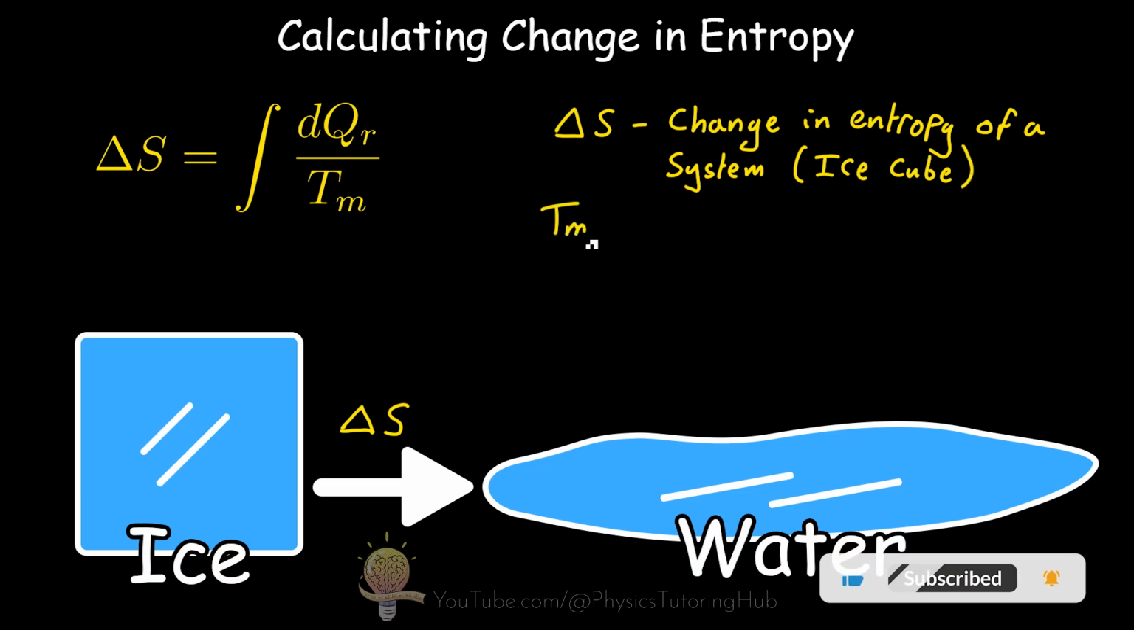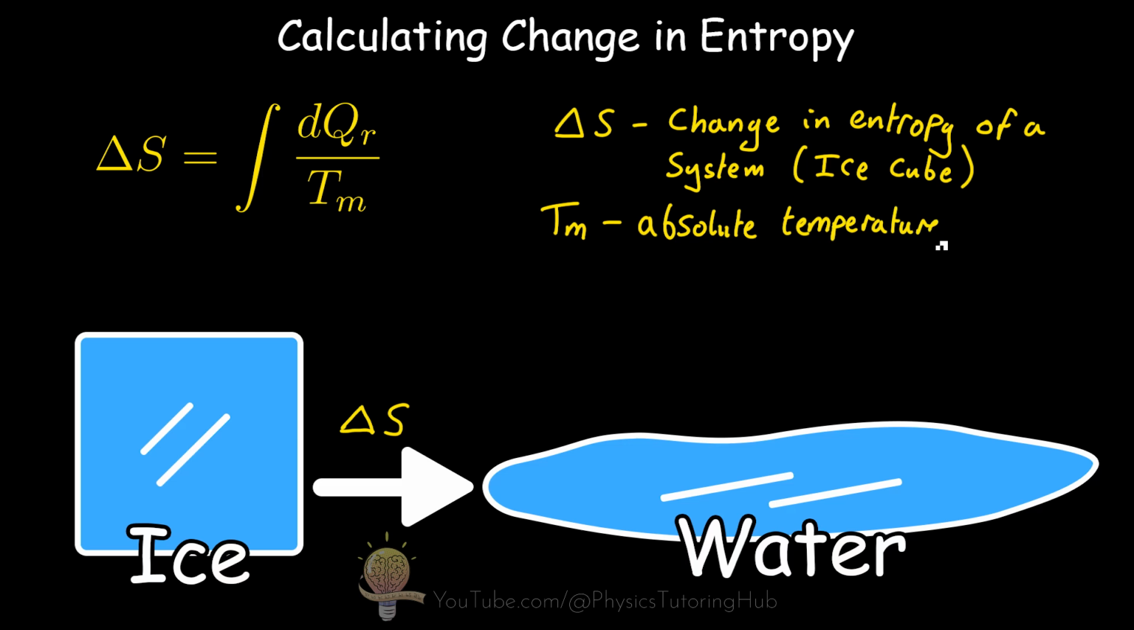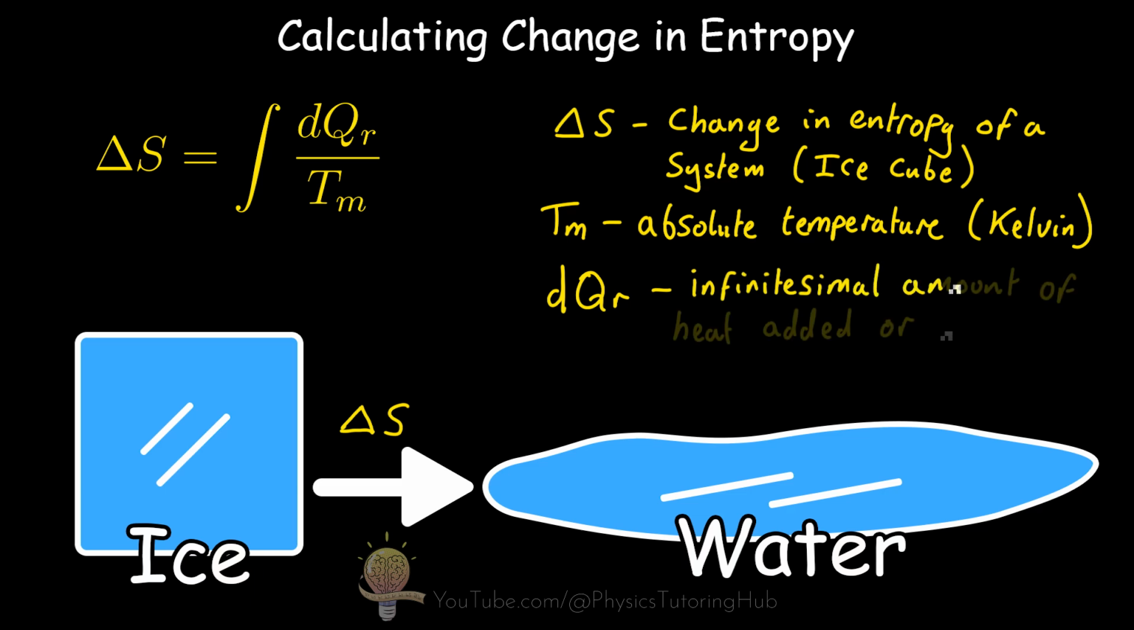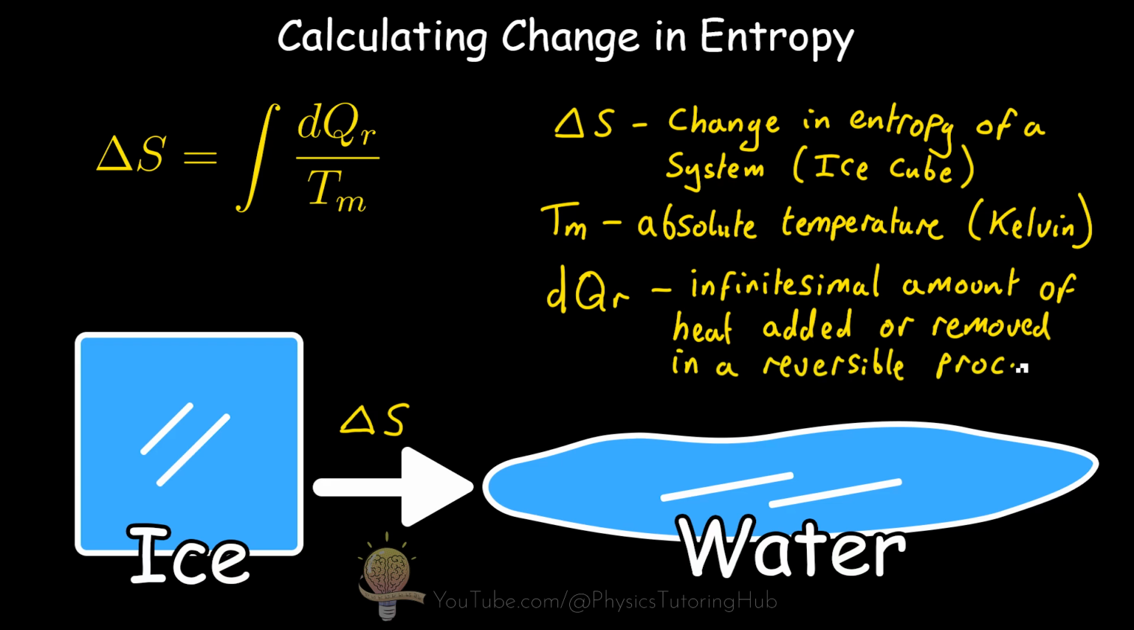T sub m is the absolute temperature in Kelvin at which the heat transfer occurs. Delta Q sub R is the infinitesimal amount of heat added or removed from a system in a reversible process. And we integrate this to get the total change in entropy.